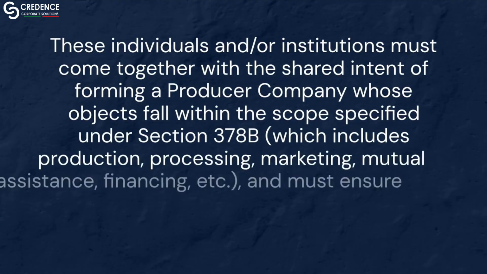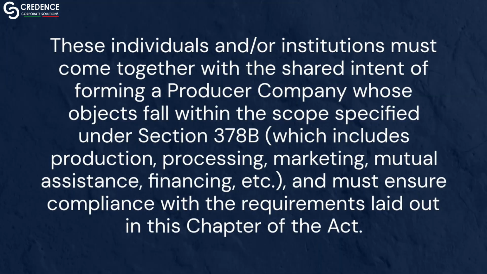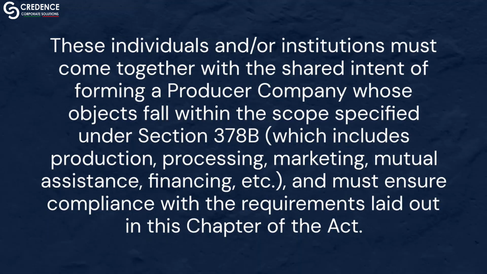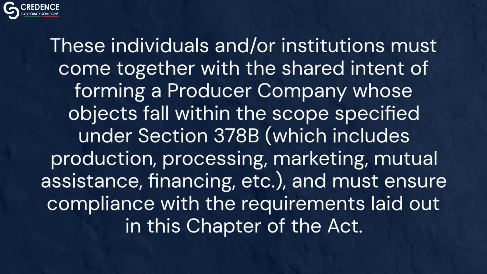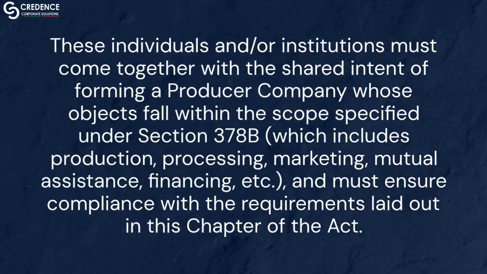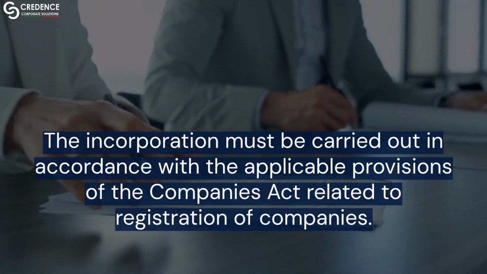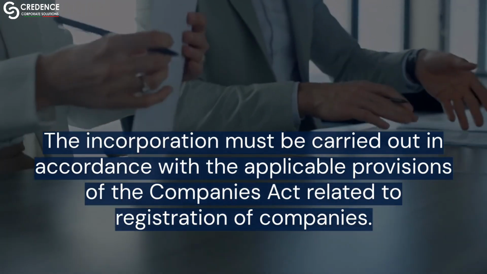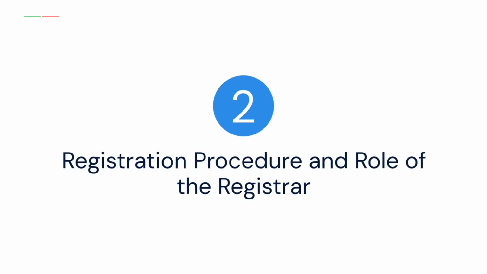These individuals and/or institutions must come together with the shared intent of forming a producer company whose objects fall within the scope specified under Section 378B, which includes production, processing, marketing, mutual assistance, financing, etc., and must ensure compliance with the requirements laid out in this chapter of the Act. The incorporation must be carried out in accordance with the applicable provisions of the Companies Act related to registration of companies. 2. Registration procedure and role of the registrar.